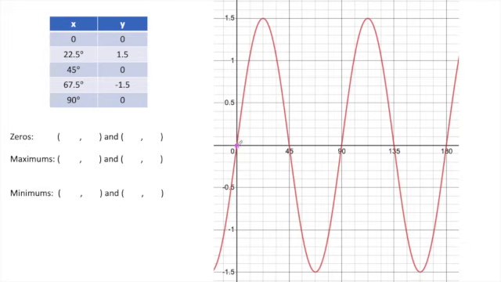So 0, 0. Then you're going to go halfway between 0 and 45, with 22.5 degrees up to 1.5, over to 45 degrees and go to 0, over to halfway between 45 and 90, which is 67.5, down 1.5, and then back up to 0. And you could actually keep going. You could go 90 plus another 22.5 up to 1.5, and then you could keep the pattern going.